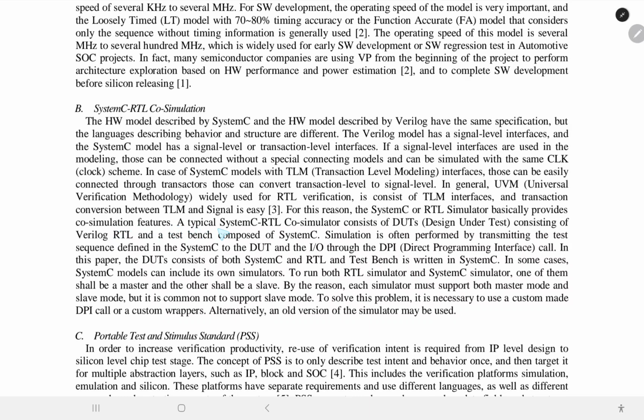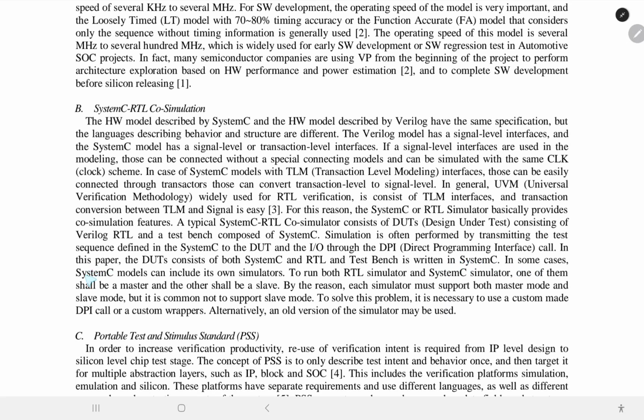A typical SystemC and RTL co-simulator consists of the DUT, design under test, consisting of the Verilog RTL, and a test bench composed of SystemC. Simulation is often performed by transmitting the test sequence defined in SystemC to the DUT and I/O through the DPI, direct programming interface, core. In this paper, the DUT consists of both SystemC and RTL, and the test bench is written in SystemC.